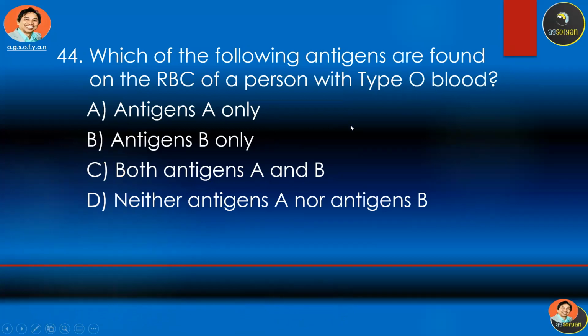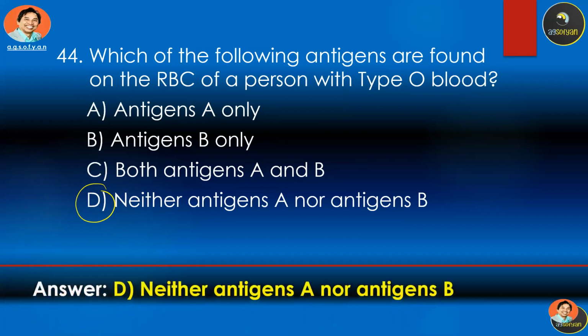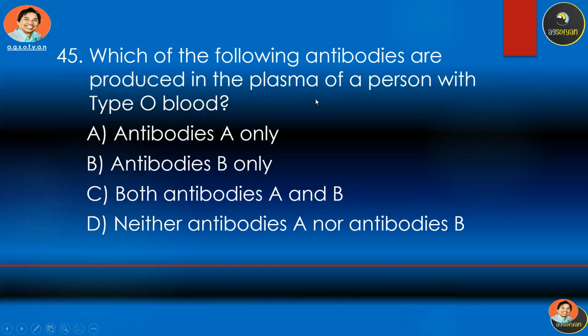Which of the following antigens are found in the red blood cell of a person with type O? Remember, type O blood does not carry any antigens. Neither antigen A nor antigen B on his red blood cell. Which of the following antibodies are produced in the plasma of a person with type O blood? A, B, C, or D?